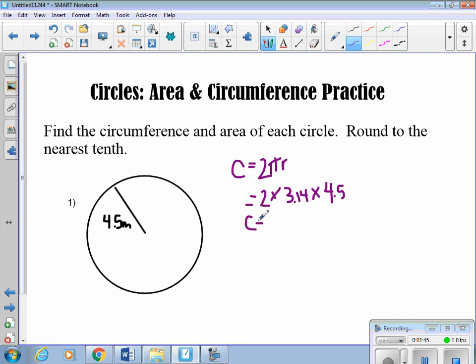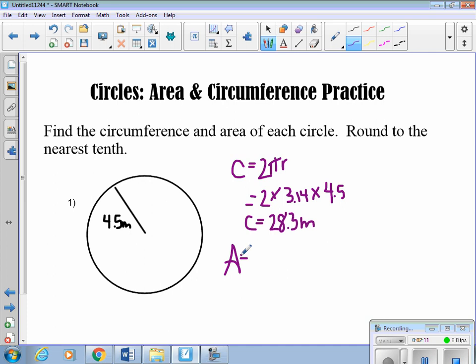And when I do that math, the circumference is going to be 28. And I'm going to round it up to 28.3. And don't forget our units are meters. And it's area, or circumference, sorry. So we're just going to leave it as meters. Now we're ready to find the area.